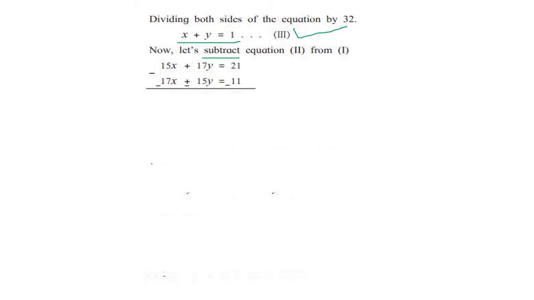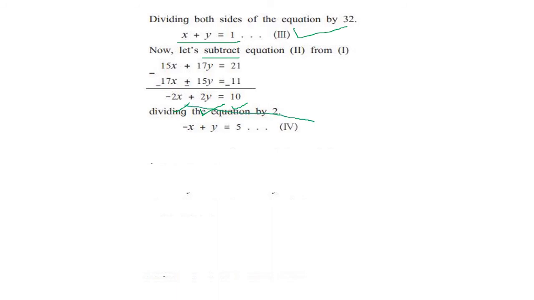So what will we get? 15x minus 17x, 17y, and this 15y will become minus. So naturally everything will change its sign and add. We are having 2x plus 2y is equal to 10. So we are having one more equation over here, where we are having minus 2x plus 2y is equal to 10. What we will do, we will divide it by 2 and we are getting the fourth equation.